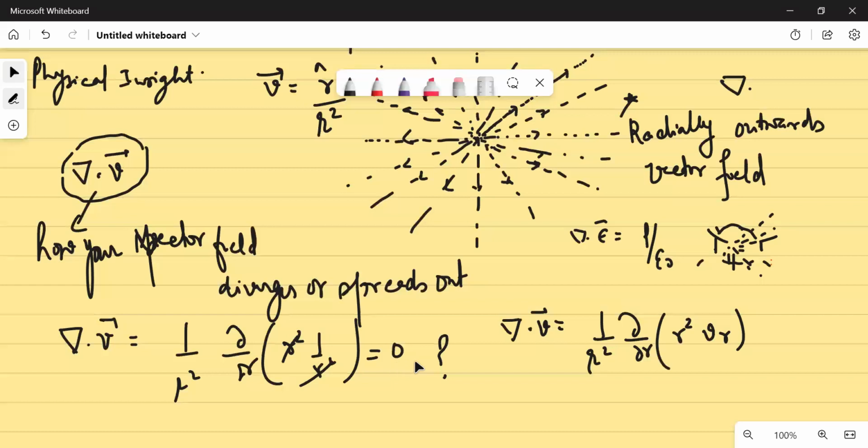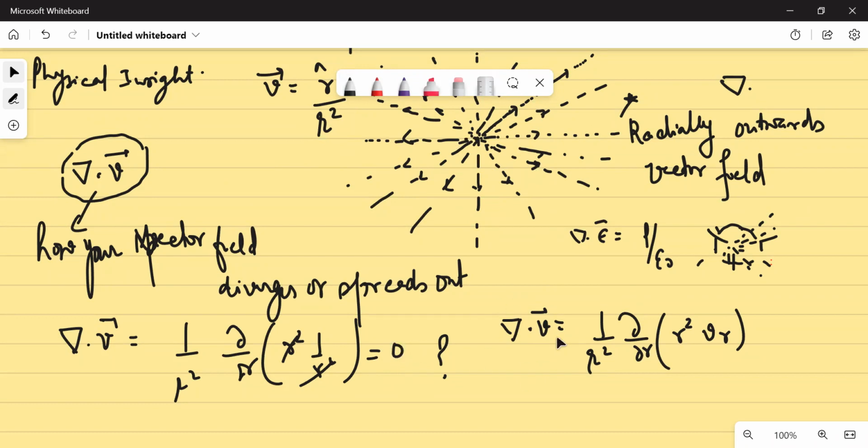And this is certainly not what you can expect, because you clearly know that this is a vector field having some finite value as it spreads out. So there should be some non-zero divergence. But here you find that the divergence is 0.